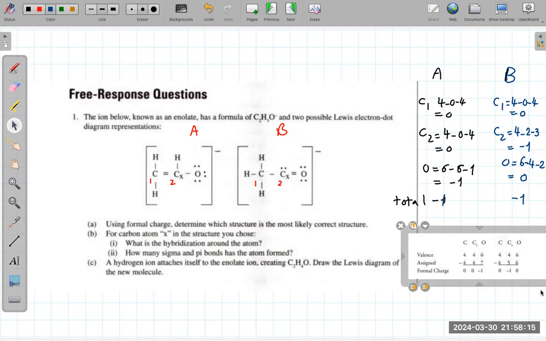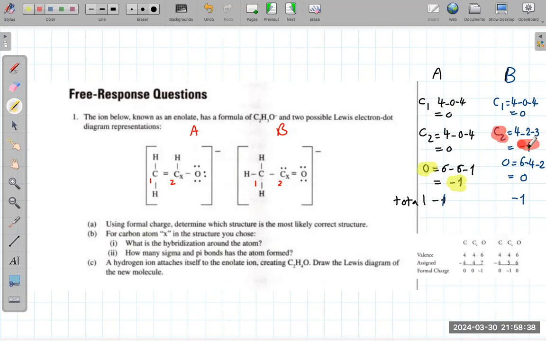Oxygen is more electronegative, so most probably the negative formal charge will be on the oxygen. Oxygen. And I can see the structure here is the one that has the formal charge on the oxygen, but this one has the formal charge on the carbon. So in this case, most probably this is my structure A. Why is that? Because oxygen is more electronegative, so it's most probably the one that has the formal charge on it.